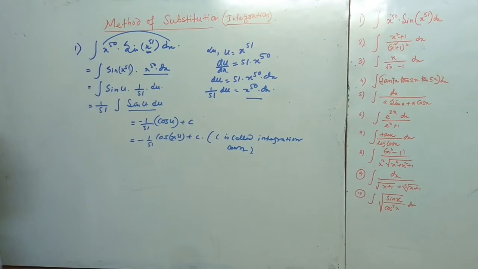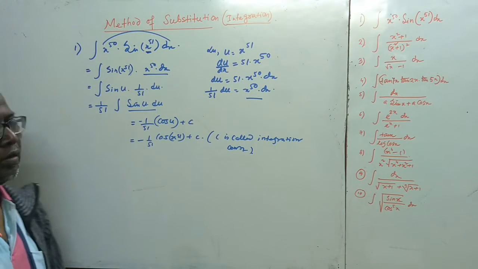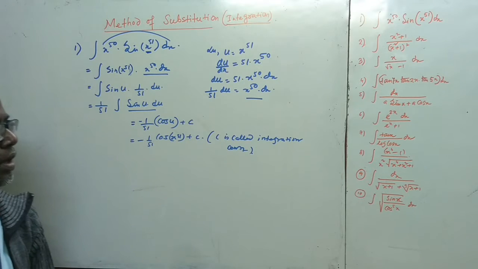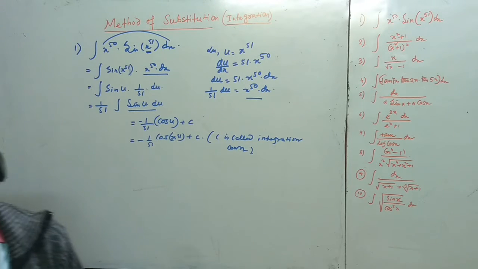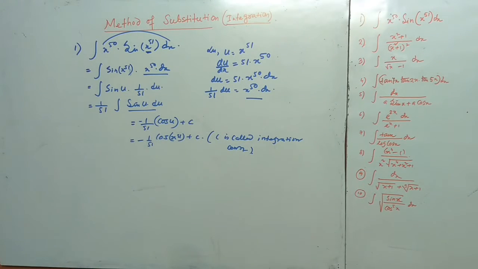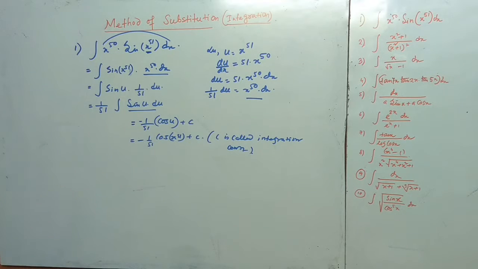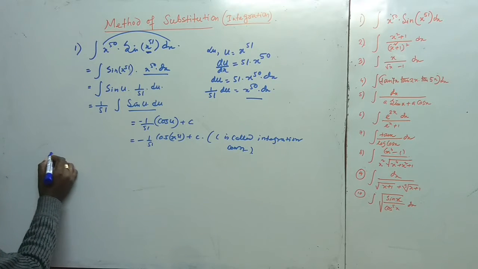Okay. So this is the formula: let us assume some variable and simplify the form, and we easily get the solution. Okay. See the next solution. That is question number 2 here.